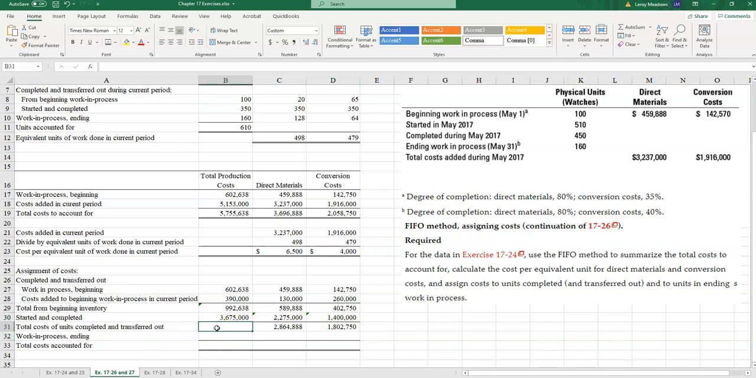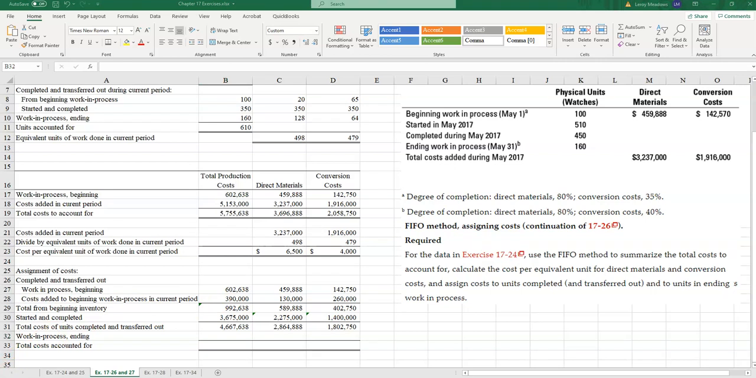So what is the total value of the units completed and transferred out, combining beginning inventory and then the units we started and completed this period? And that is going to be $4,667,638. And I'm showing a different number here. And I missed something here. Give me just a moment here.